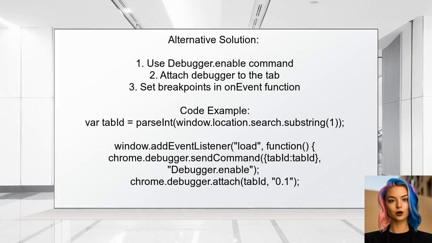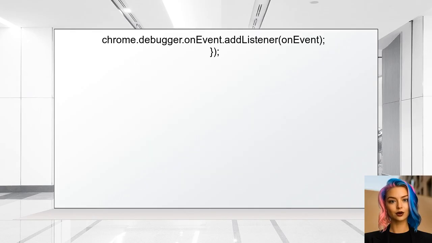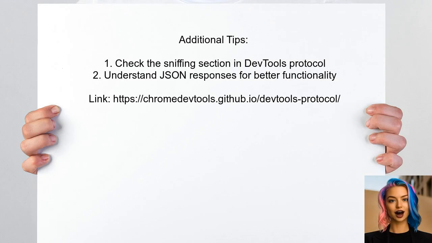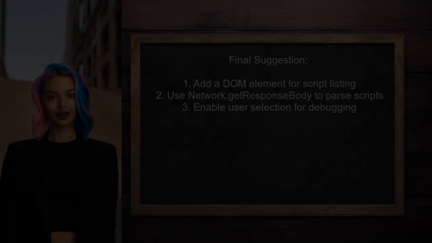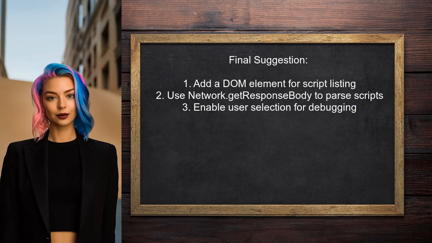An alternative approach involves using the debugger.enable command. First, you need to attach the debugger to the tab and enable it. Then you can set breakpoints with the onEvent function. The user also suggests checking the sniffing section of the DevTools protocol documentation to understand the JSON responses. This can help you build a more functional extension. Lastly, consider adding a DOM element to list scripts from network.getResponseBody, allowing users to select scripts for debugging.